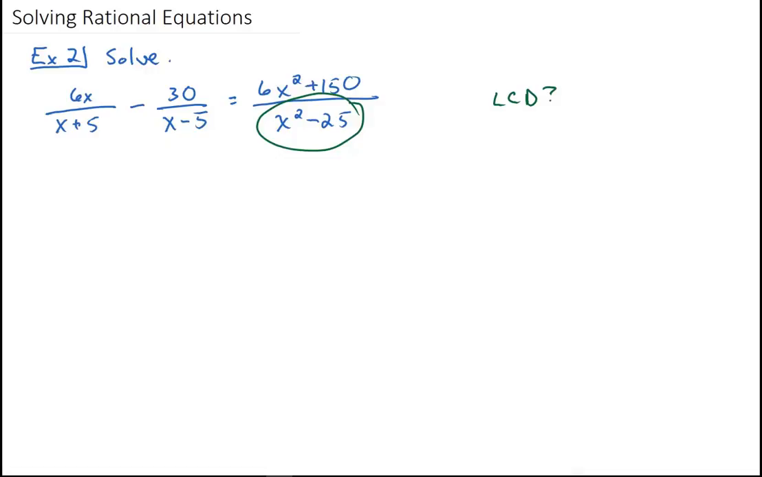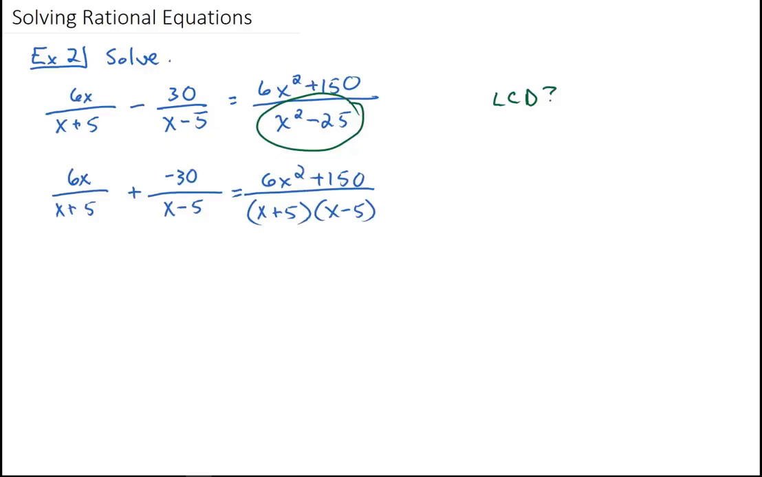This x squared minus 25 is a difference of squares. So it'll factor as x plus 5, x minus 5. Alright, so I just rewrote it with that denominator factored. The other thing I did here was I went ahead and changed my minus into plus a negative. That's something I like to do when it's subtraction so that the negative doesn't get lost in all of the math.